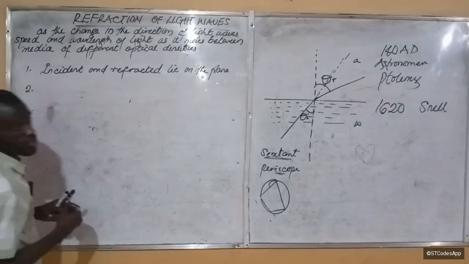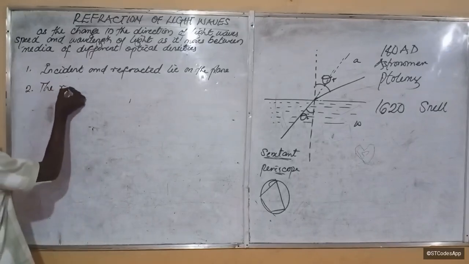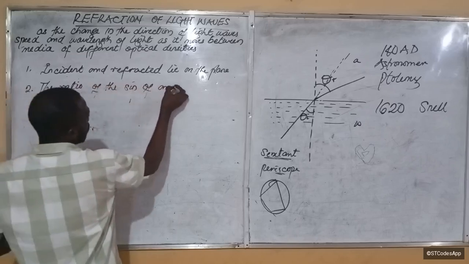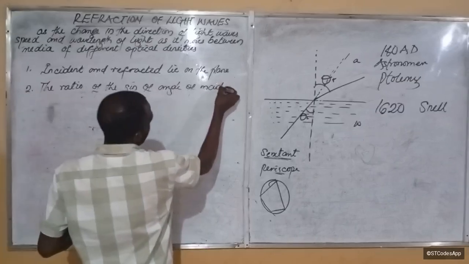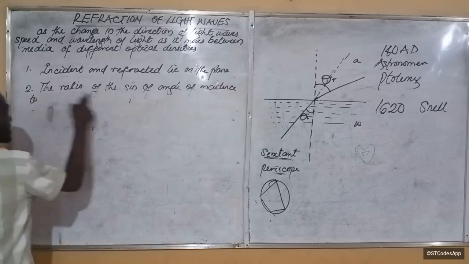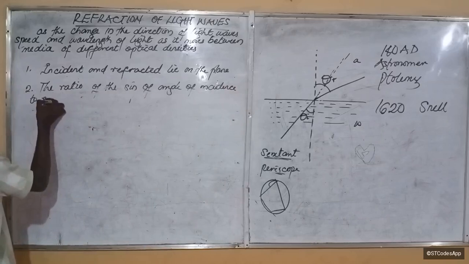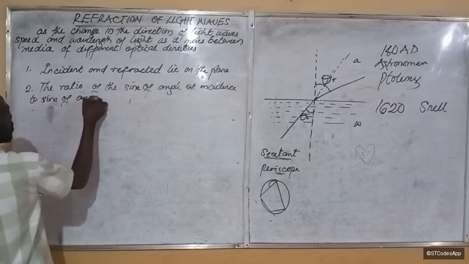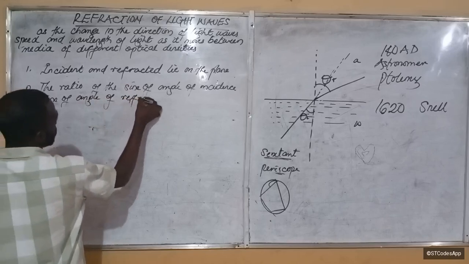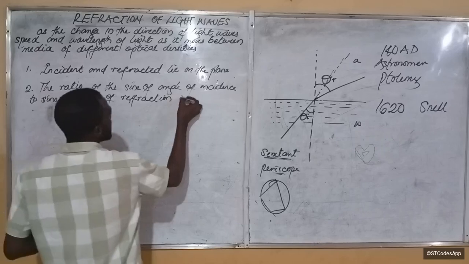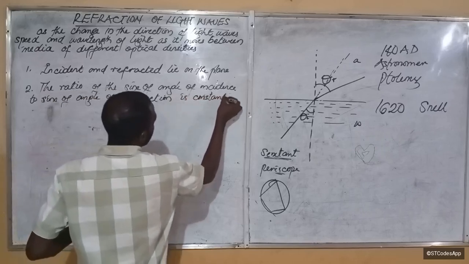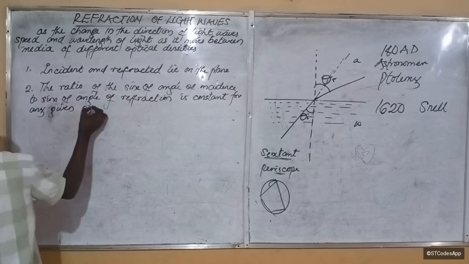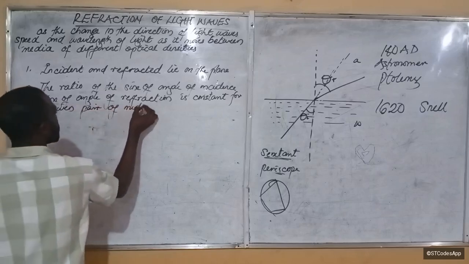Now the second law of refraction says that the ratio of the sine of the angle of incidence to the sine of the angle of refraction is constant for any given pair of media.